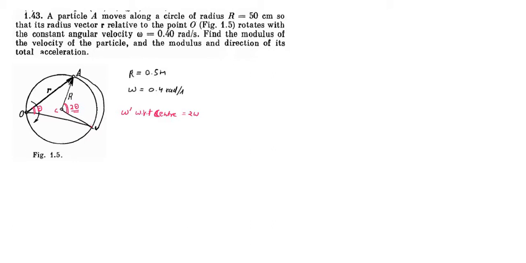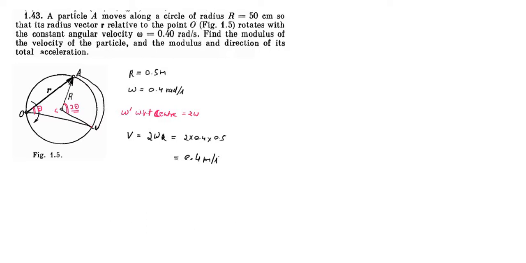Now we need to calculate the modulus of velocity of the particle. So velocity of the particle will be equal to omega dash into r. So omega dash is equal to 2 omega. So this will be equal to 2 omega into r. This will be equal to 2 into 0.4 into r, which is 0.5. This will be equal to 0.4 meter per second.